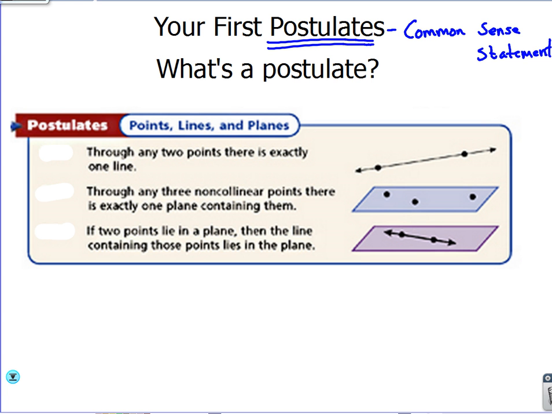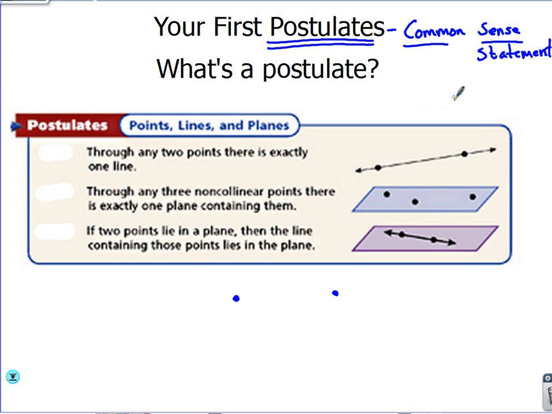The first one states, and you don't have to write these down. Okay, you do not have to write these down. Just know they're true. Why do we not have to write them down? Because they are. Common sense. If I give you 2 points, there you go, there's your 2 points, and I say draw a line, how many different lines can you draw through those 2 points? One. That's your first postulate. Through any 2 points, there is exactly 1 line.